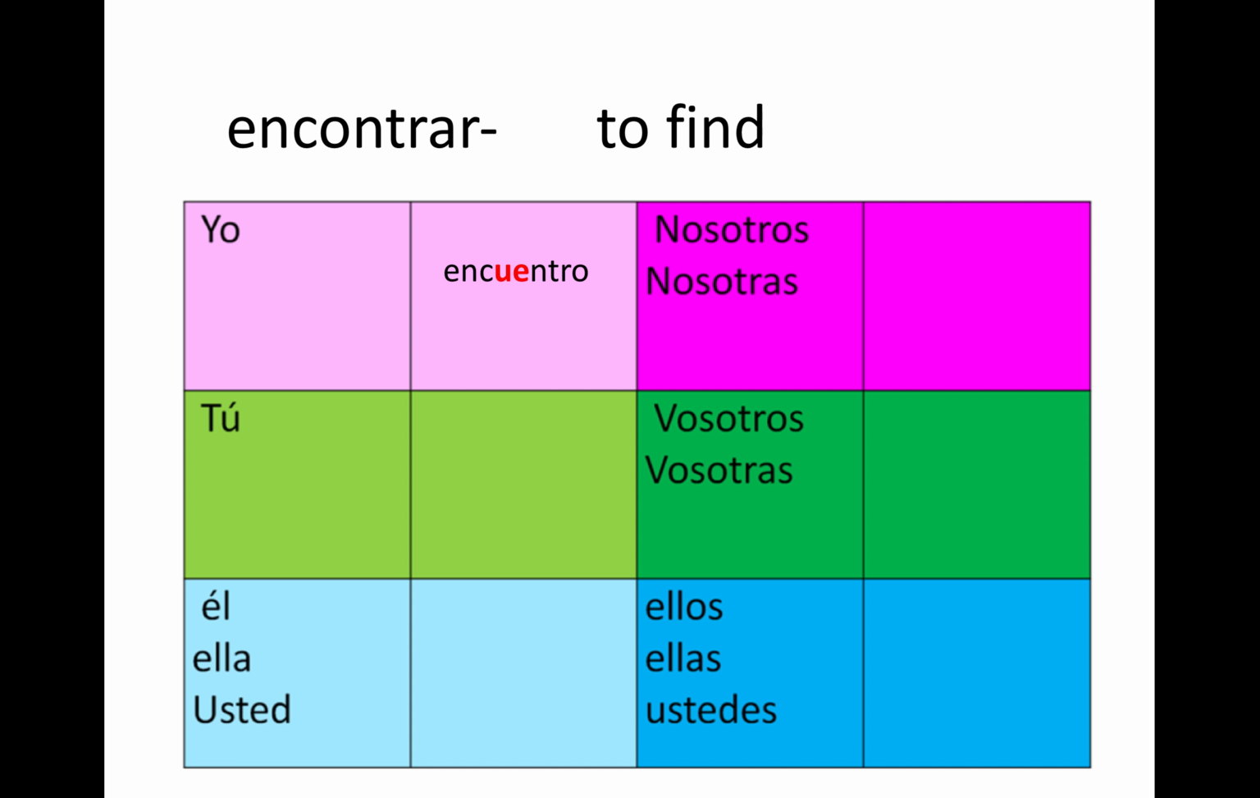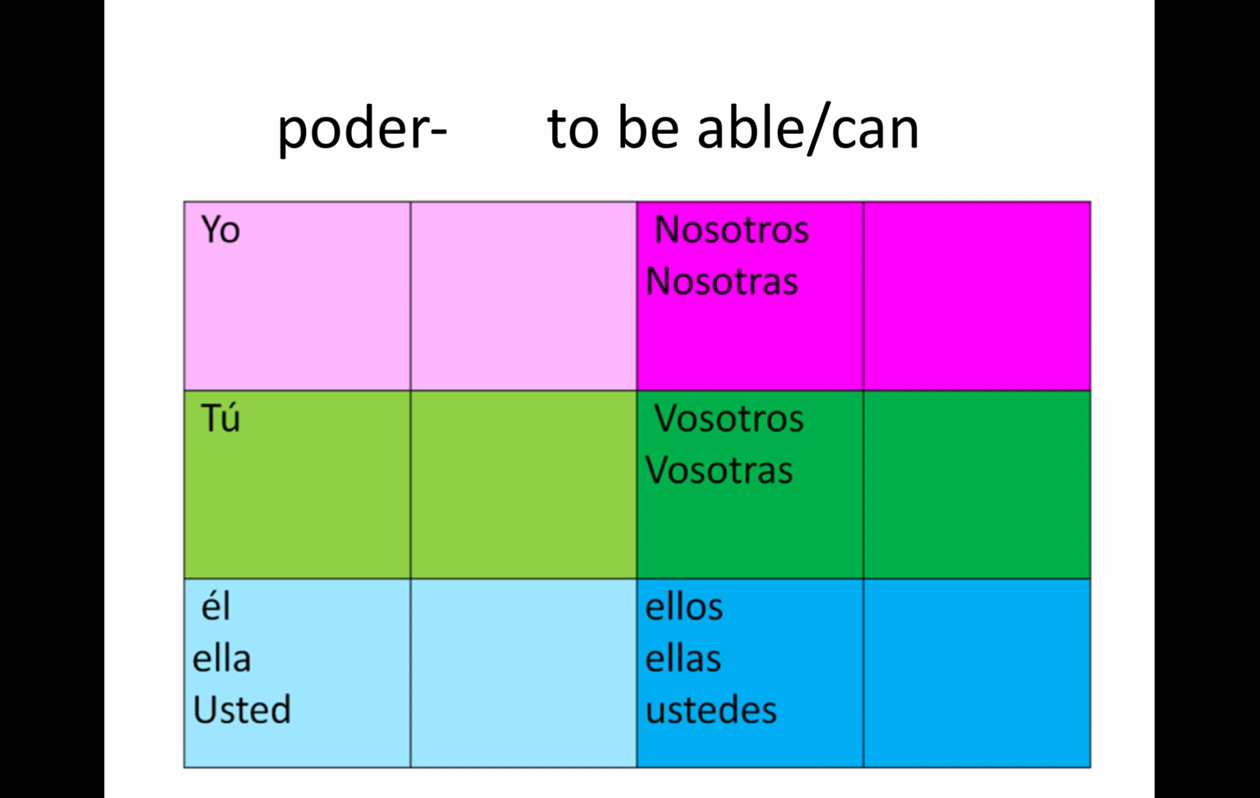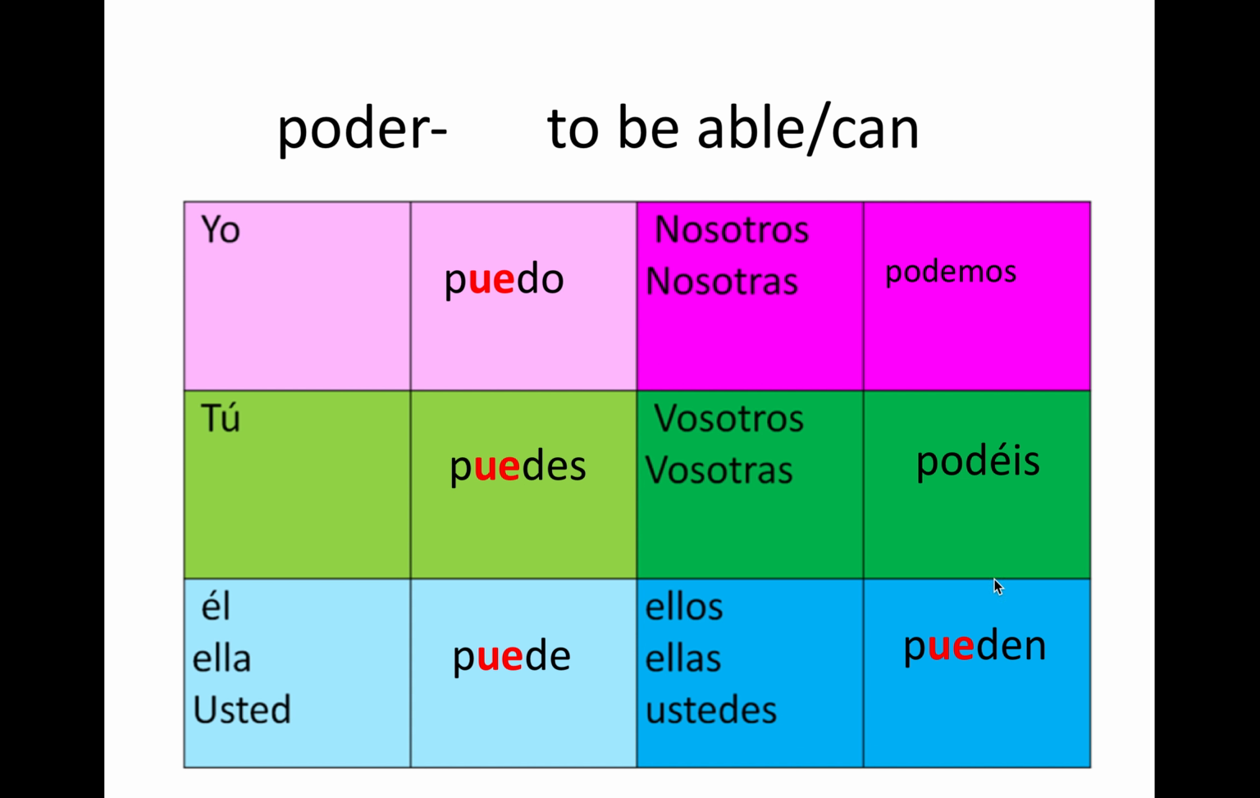Encontrar, to find. Encuentro, encuentras, encuentra. Encontramos, encontráis, encuentran. Poder would be yo puedo, I can. Tú puedes, you can. Él, ella, usted puede, he, she, or you formal can. Nosotros podemos, we can. Vosotros podéis, y'all, usually only in Spain, can. And then ellos, ellas, ustedes pueden, this would be they can, and ustedes would be y'all, usually in Latin America, can.